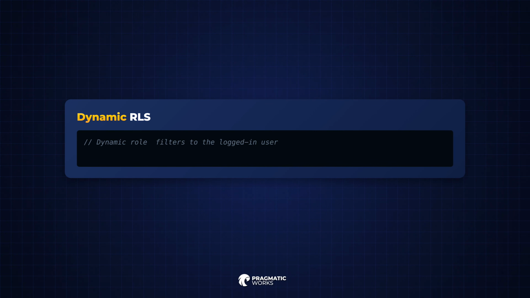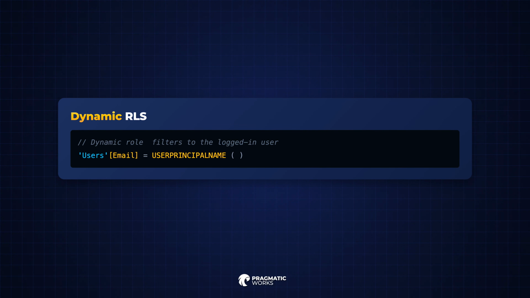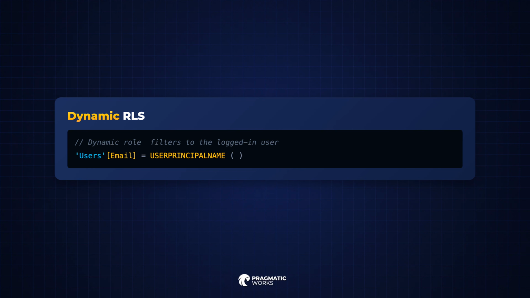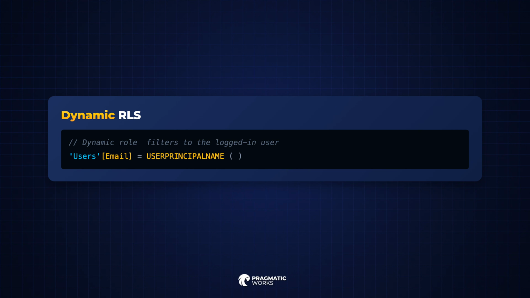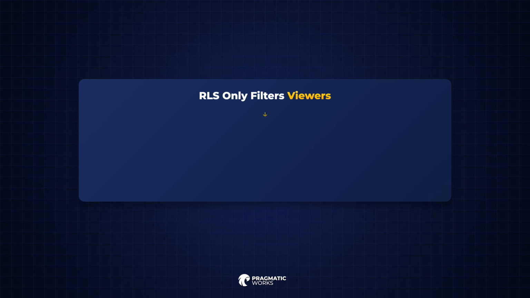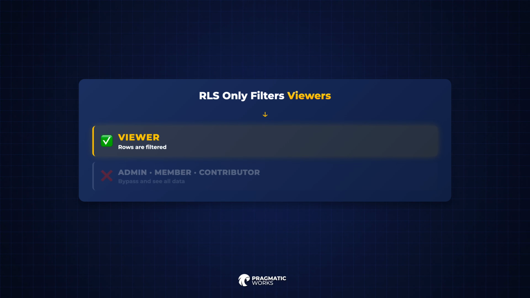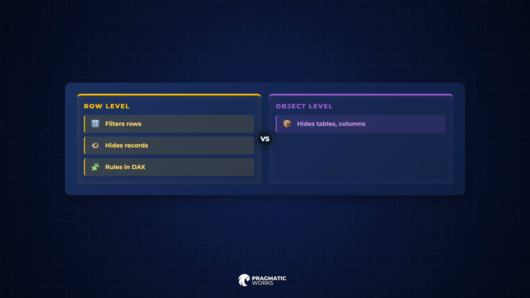You can also create dynamic security using a function known as USERPRINCIPALNAME. USERPRINCIPALNAME allows you to capture the identity of the logged-in user in Power BI Desktop and the Power BI service. And those filters are automatically applied whenever someone is assigned viewer-level access in the Power BI report. Most importantly, you want to know here that the viewer is the only role that row-level security will be enforced upon. Admin, member, and contributors are going to bypass that RLS and see all data. So row-level security only filters rows. It is not object-level security. If you do not want someone to see a particular report, then you shouldn't share it with them.